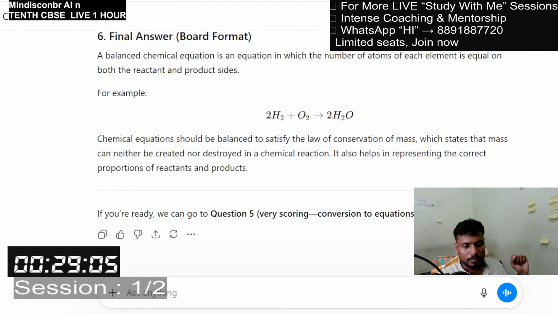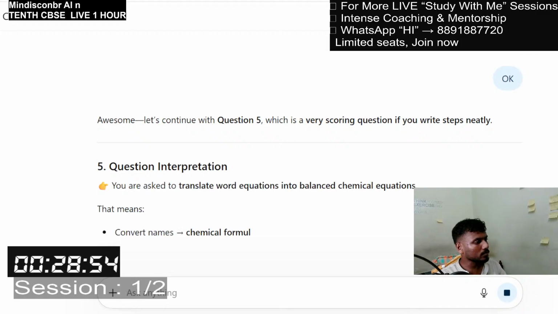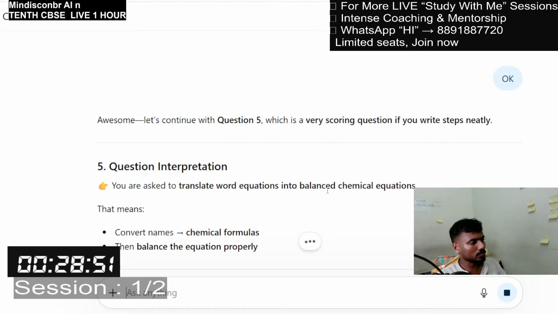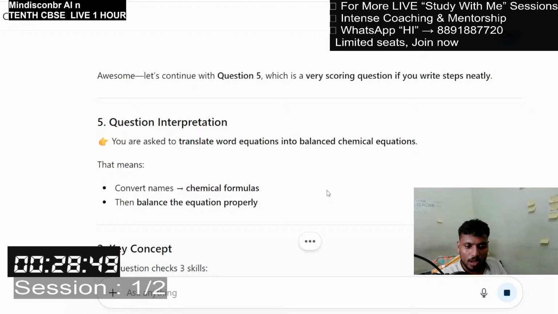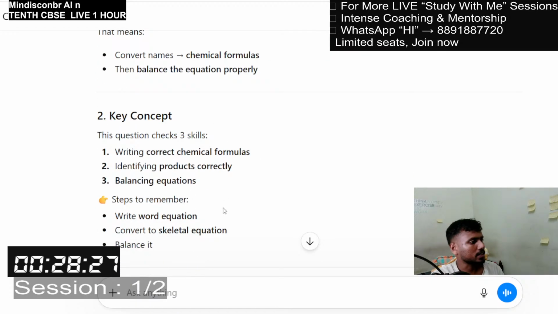Okay, let's move to the next question. Question number 5. What is question number 5? Translate the following statements into chemical equations and then balance them. First one, hydrogen gas combines with nitrogen to form ammonia. It is saying hydrogen gas H2 plus N2 gives NH3.